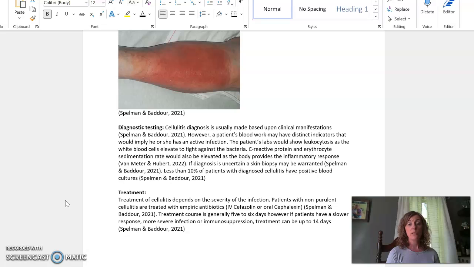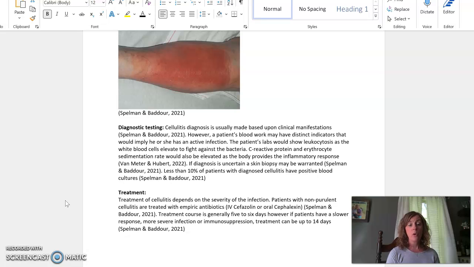A cellulitis diagnosis is usually made based upon clinical manifestations. If we were to draw blood work, indicators that we would see would show an active infection, such as leukocytosis, because the white blood cells are elevated to fight against the bacteria. We would also see an elevation in C-reactive protein levels and erythrocyte sedimentation rate because of the body's inflammatory response to the bacteria. If a diagnosis is uncertain, they may order a skin biopsy.